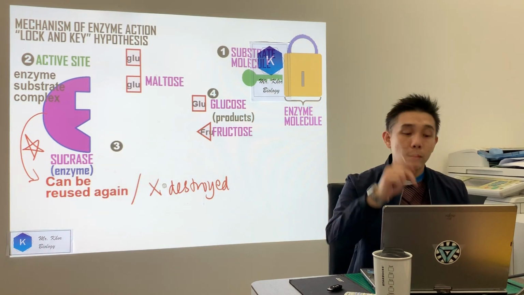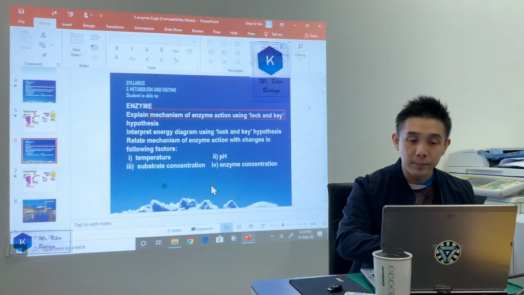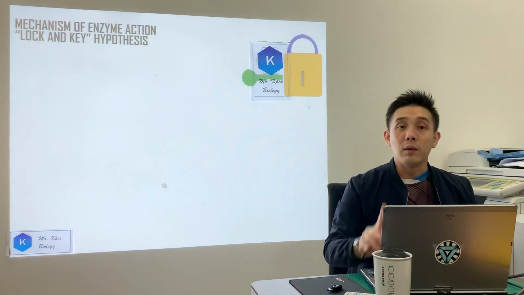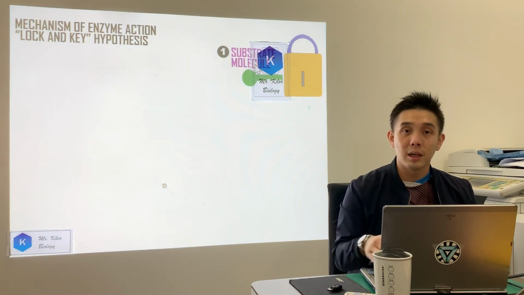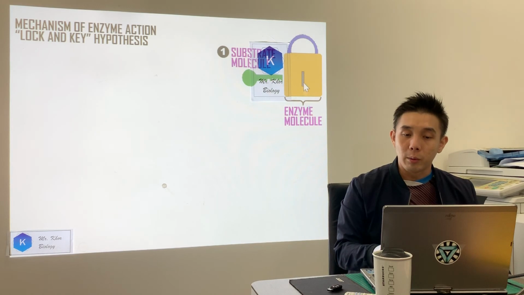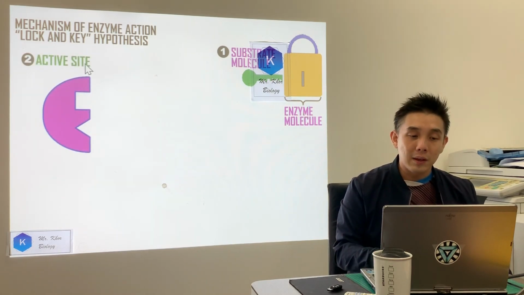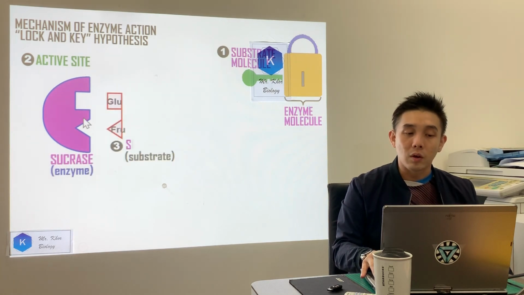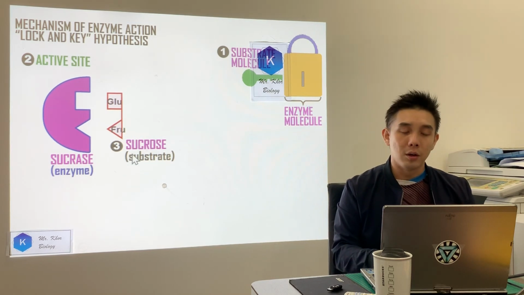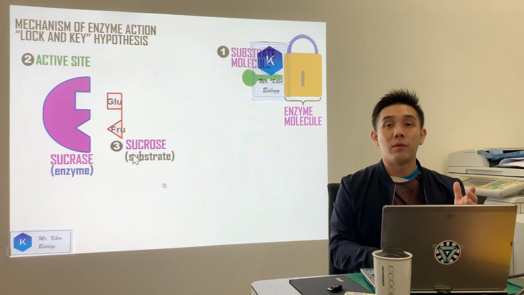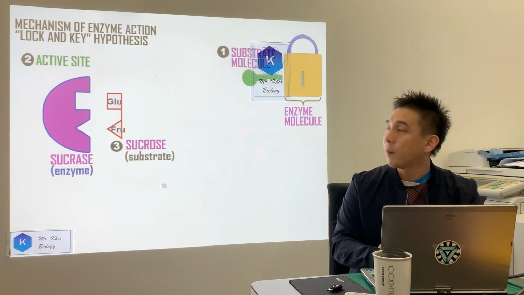Alright, I'll repeat one more time just in case you can't catch up just now. Okay, first point. Key represents substrate. Log represents enzyme. Second point, active site of enzyme is complementary to one type of substrate only. Or you can say the reaction of enzyme is specific.